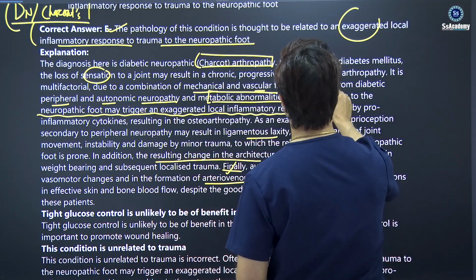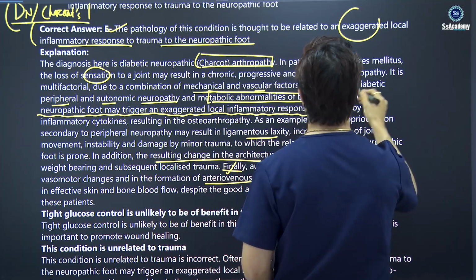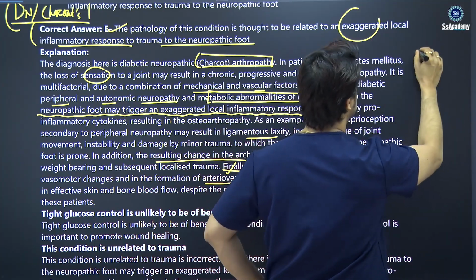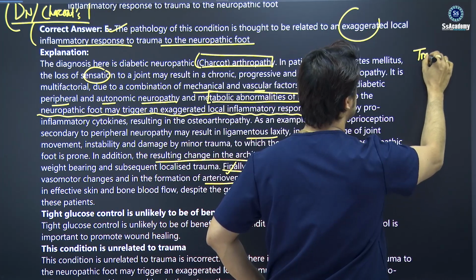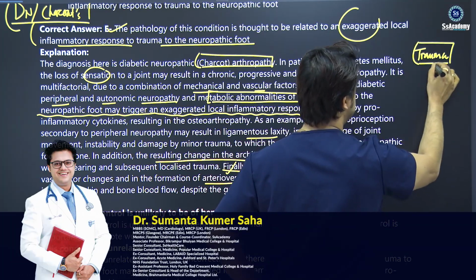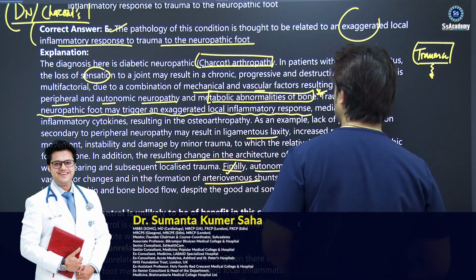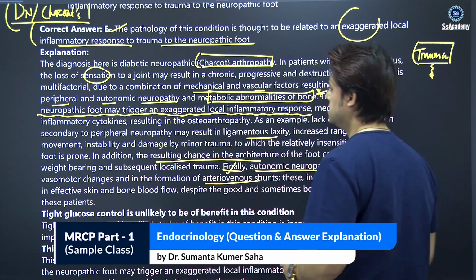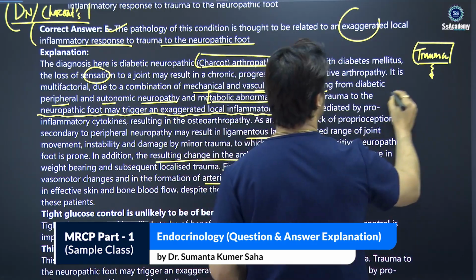The starting point will be the trauma to the neuropathic joints. In Charcot's joint, the trauma is the first trigger, and it triggers an exaggerated local inflammatory response.